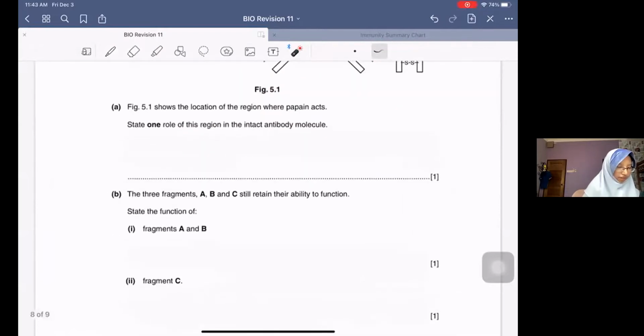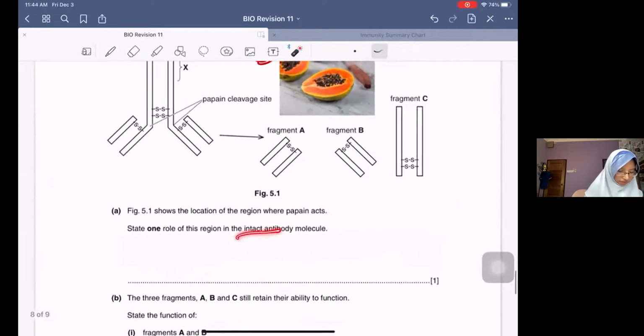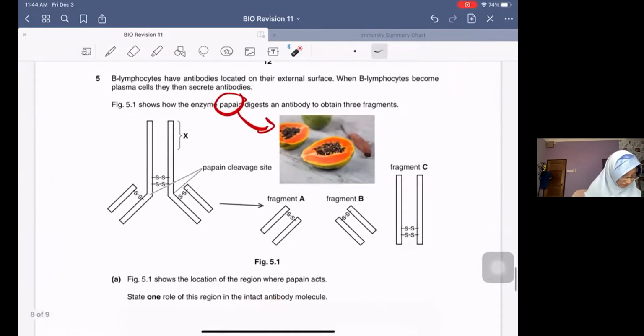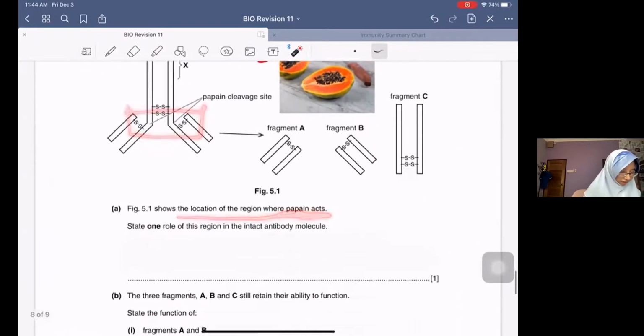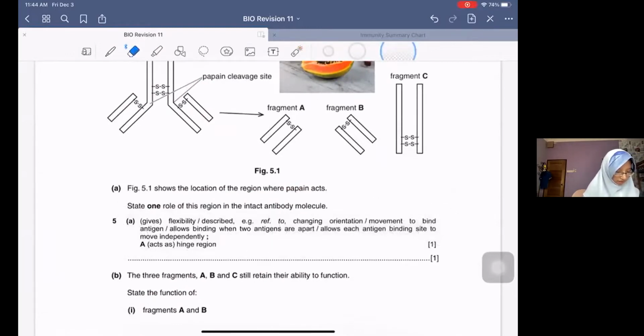State 1 row of this region in the intact antibody molecule, meaning before it's broken down. So they want the region where papain acts. This region is called the hinge region. I think everybody knows this.